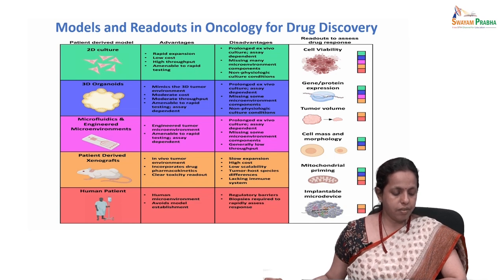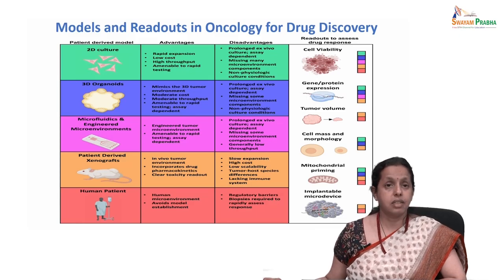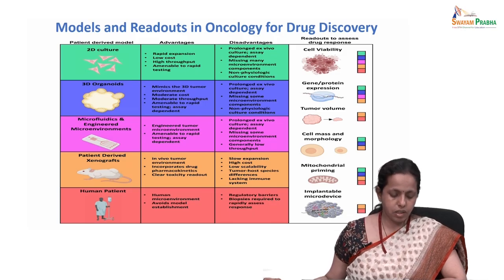And the patient-derived xenografts, where you have your mouse model, where the tumor is put into the mice and you can see how the tumor is formed. You still maintain the in vivo tumor microenvironment. You can show the drug pharmacokinetics, and whether it can be toxic, so we can have those parameters. However, it is very costly, and there is the tumor host species issue.